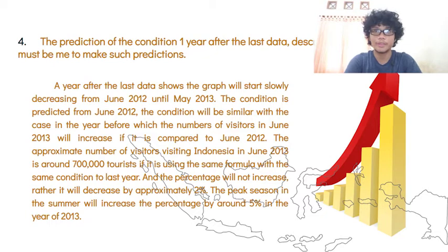After one year, the data shows the graph will start slowly decreasing from June 2012 until May 2013. The condition is predicted from June 2012. The condition will be similar to the case in the previous year, in which the number of visitors in June 2000 will be increasing if it is compared to June 2012.